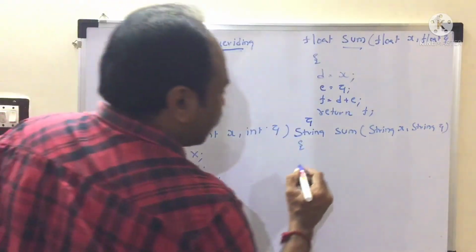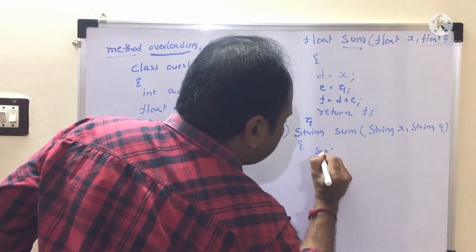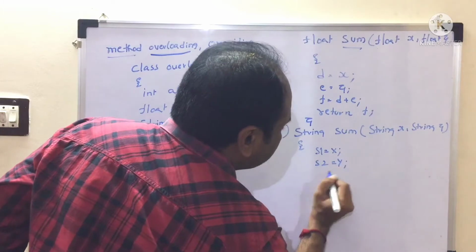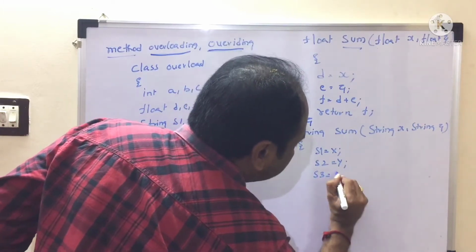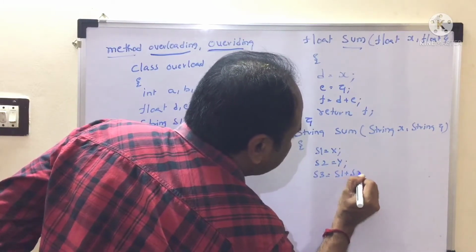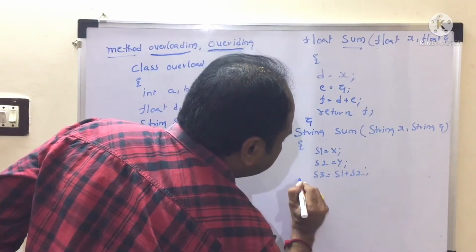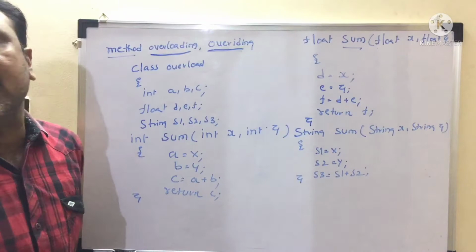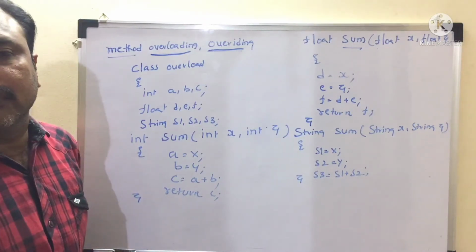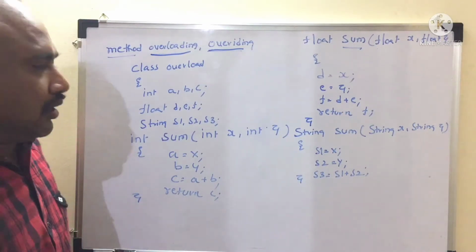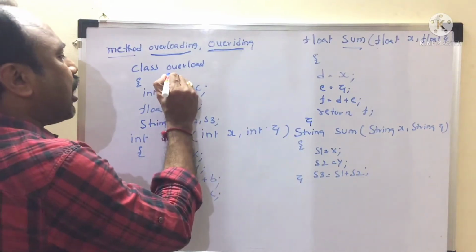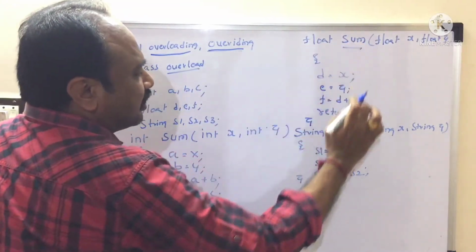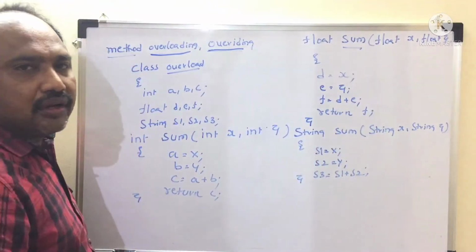I am writing s1 equal to x, s2 equal to y, s3 equal to s1 plus s2. In our Java language, we can use the plus operator to add two strings also. Okay. Now I have to access the overload class sum method.